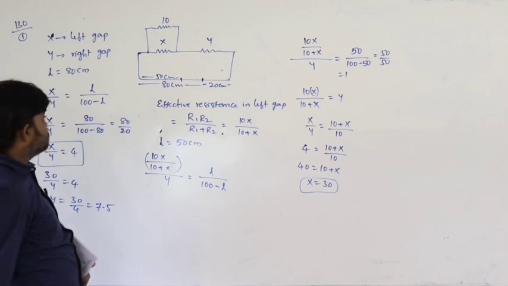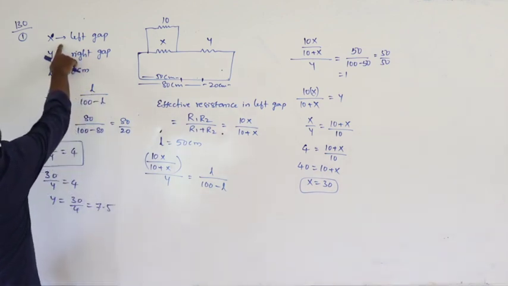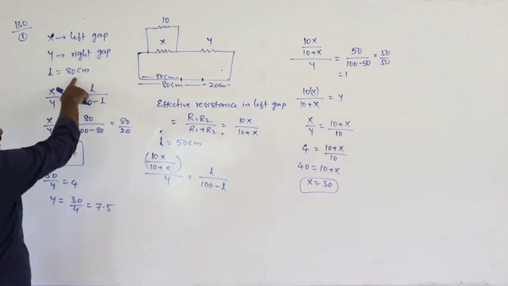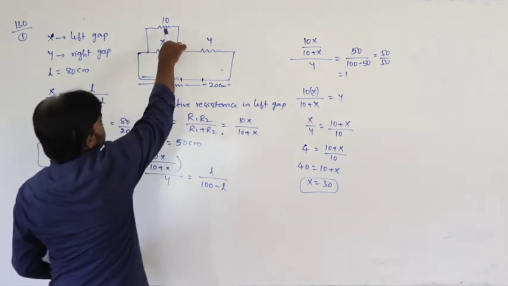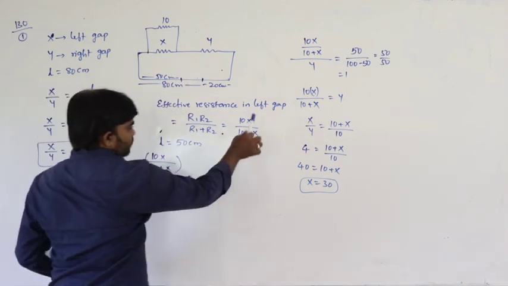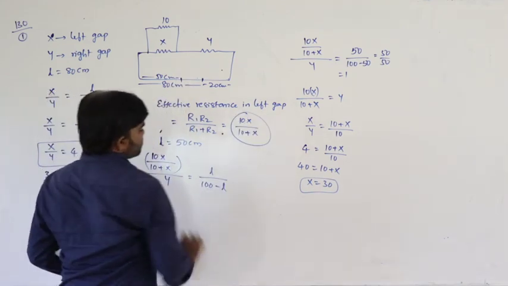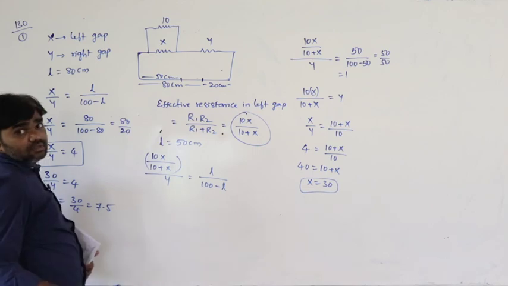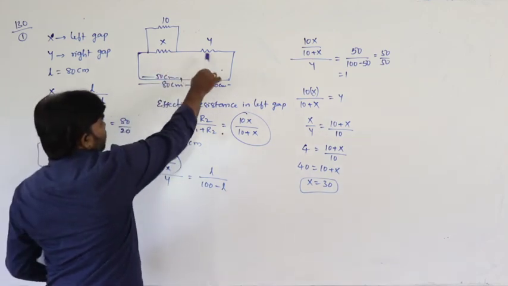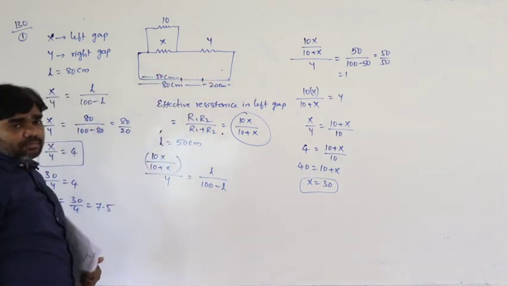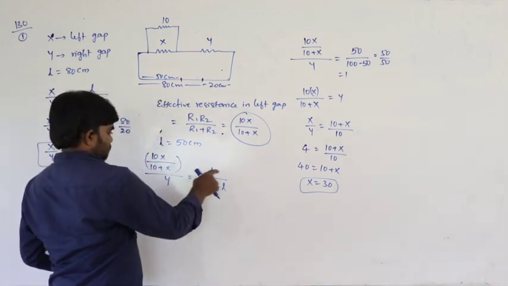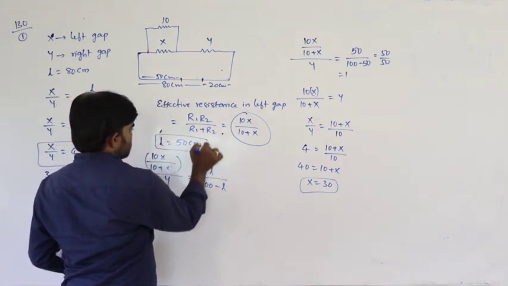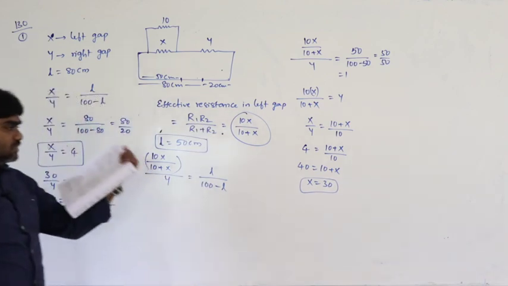So this is the situation. First case, left gap is x, right gap is y, balancing length is 80. Based on that we got the relation x by y is equal to 4. When a 10 ohm resistance is connected in parallel to x, the effective resistance is 10x by 10 plus x. Again the concept: resistance in the left gap divided by resistance in the right gap is equal to balancing length by remaining length. In the second situation, the balancing length is given as 50 centimeters. So that's all.